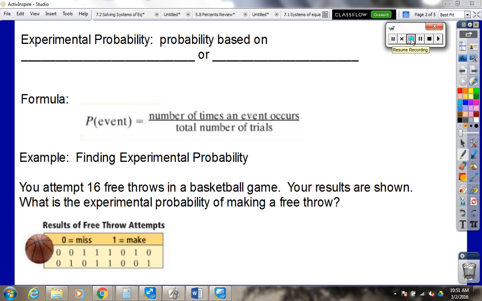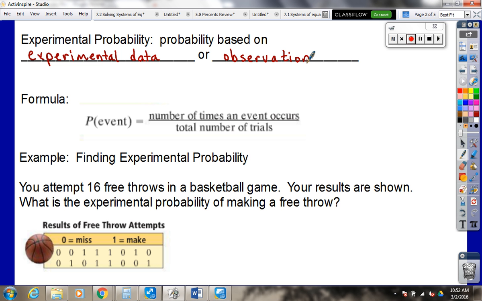Okay, experimental probability. It's just probability that's based on experimental data or observation. So before, when you were finding probability, some of it actually may have been the result of experimental probability, but sometimes we just figure out the probability based on how many of something there are.